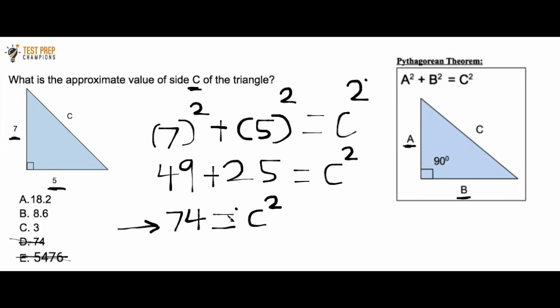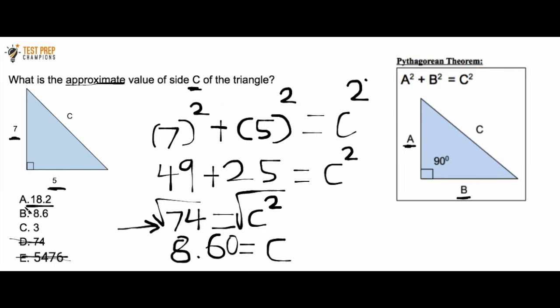The correct way to do this, once you get to this step, is you have to take the square root of both sides. That's going to undo this power of 2. So we would then find that the square root of 74, if you use your calculator, comes out to a number very close. It's 8.6, and then a bunch of other numbers after that. But we don't care about those other numbers because we just have to find the approximate value of side C. And we'll see that 8.6 is approximately equal to side C, so B is the correct answer here.